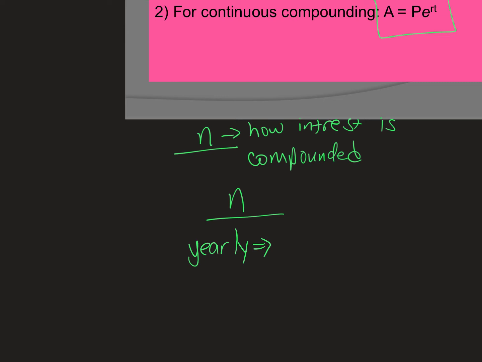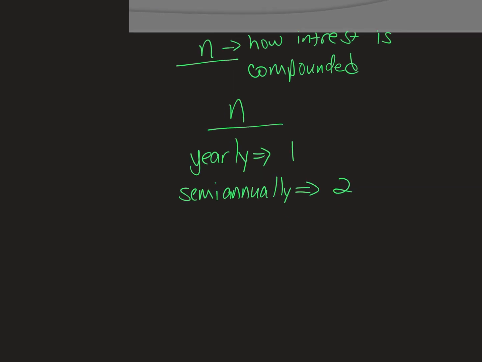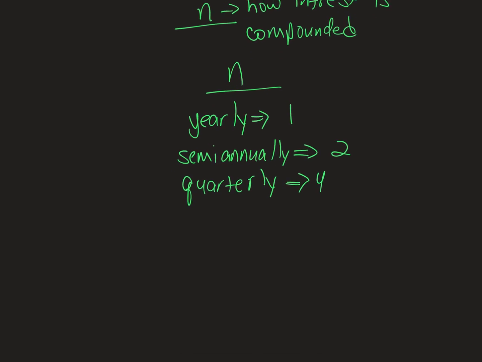If you go see the doctor for a physical yearly, how often do you go? Once a year. Yep. So if something is compounded yearly, your N value is 1. How about if you had semi-annually? Twice a year. Good. What about if I said quarterly? 4 times. Somebody was like, I don't know how many quarters are in a year. How many quarters are in $1? 4. If you cut something into quarters, it's always 4 pieces. What about if I said monthly?